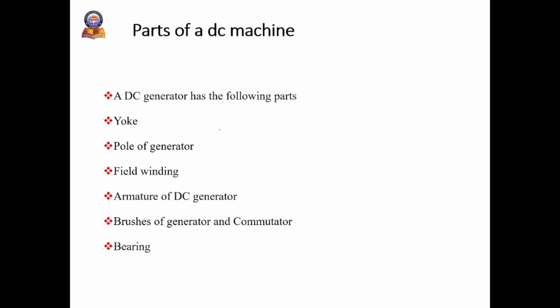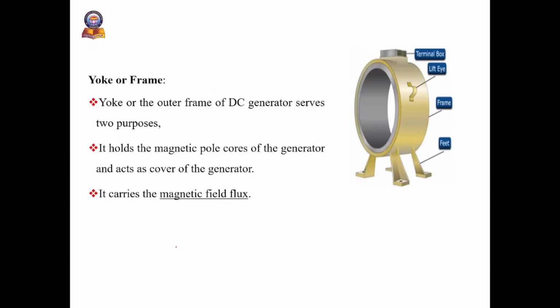Coming to the parts of a DC machine, as we have already seen in the cross section, the first is the yoke, the second is the poles, the third is the field winding, and the fourth is the armature. The fifth is the brushes, the sixth is the commutator, and the last one is the bearings. Coming to the first one, the yoke or the frame.